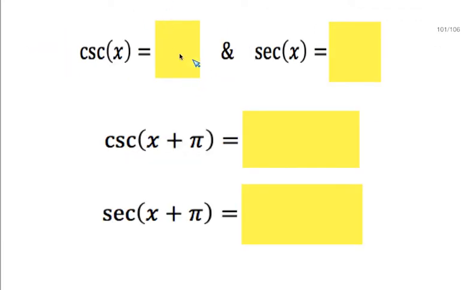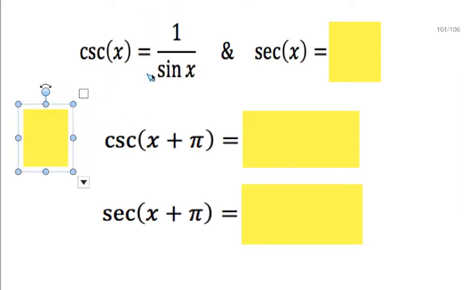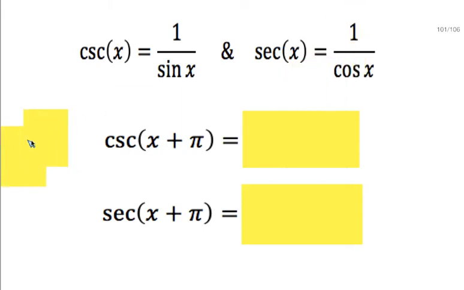All right, a couple other reminders before we see another problem. What are the reciprocals of cosecant? Cosecant is 1 over sine x, and the equivalent of secant is 1 over cosine x, because those are reciprocals of each other. And also remember, we had an x here, so we have an x here. We had an x here, and so we have an x here.